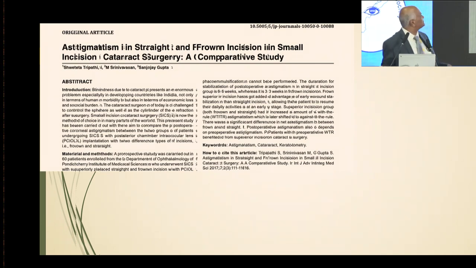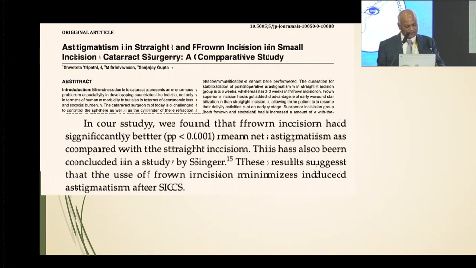And see astigmatism here: we will see the astigmatism in straight and frown incisions. Why do we always say that it should be a frown? Because compared to these two, in our study we found that the frown incision had significantly better mean net astigmatism compared with the straight incision. This has also been concluded in the study of Singer. These results suggest that use of a frown incision minimizes surgically induced astigmatism.